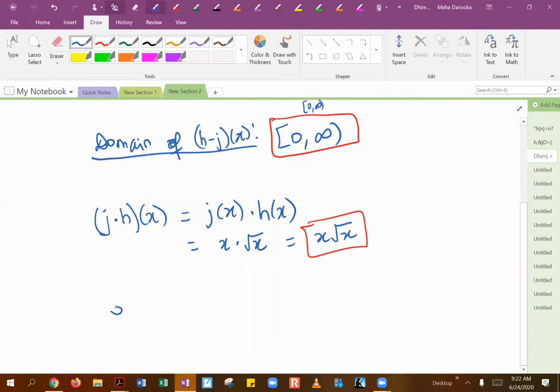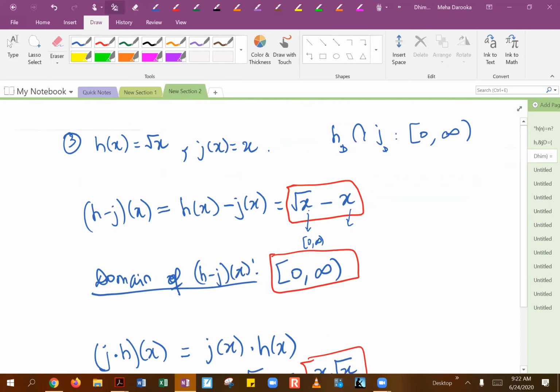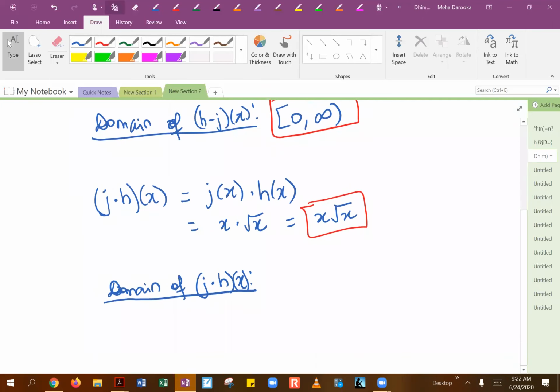Now, what can you say about the domain for this multiplication over here? Will it be the same as the intersection, or will we have a different domain over here? Okay, Julian, you are saying intersection.